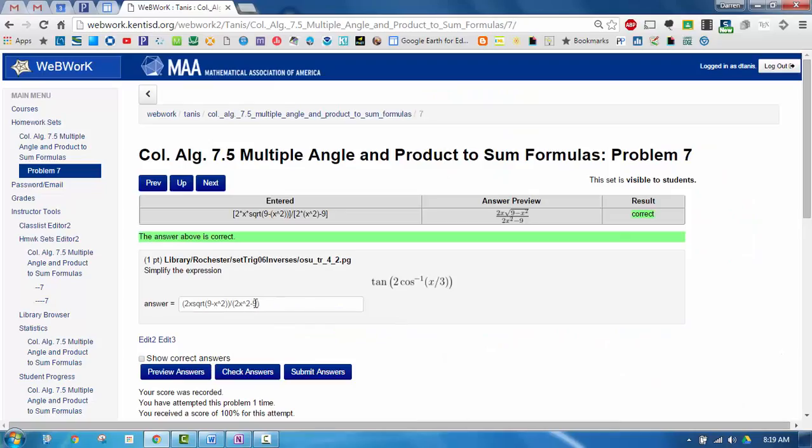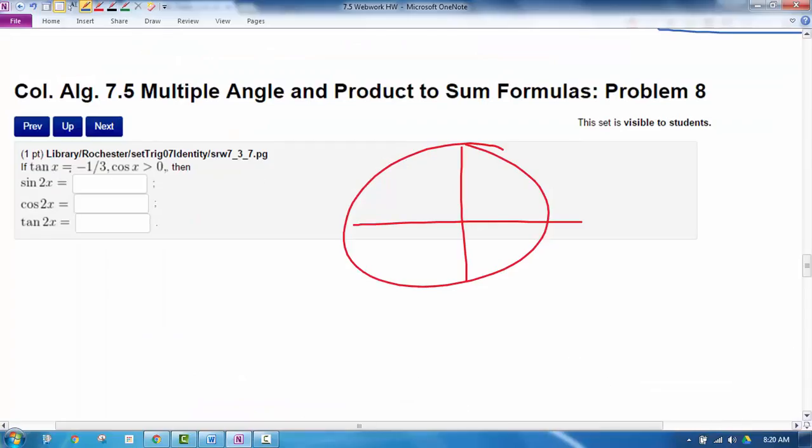You got to use a lot of parentheses, but you can do it. Okay, the next problem gives us the tangent is negative 1/3 and the cosine's positive. If the cosine's positive, we're over here, and if the tangent's negative, that means the sine's negative, because tangent is sine over cosine. So we have to be down here in the fourth quadrant.